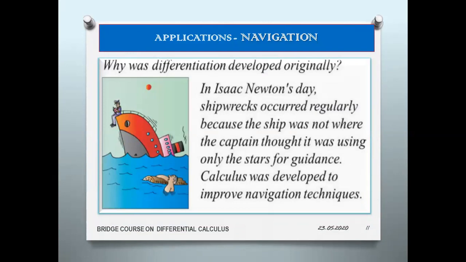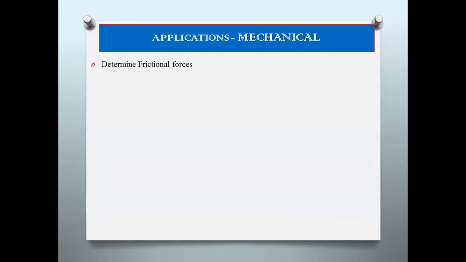First, in navigation. In Newton's days, shipwrecks occurred regularly because the captain didn't know where the ship was. So there was inertial navigation, which works independently of any space-based transmitters. This inertial navigation uses a combination of gyroscopes and accelerometers. After Newton developed the calculus, it helped the navigation techniques to improve.